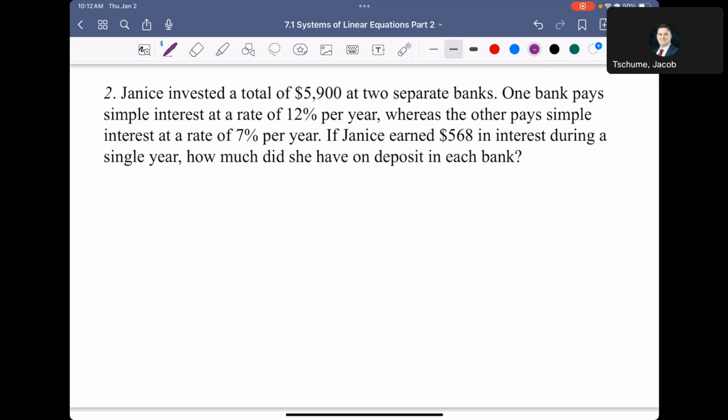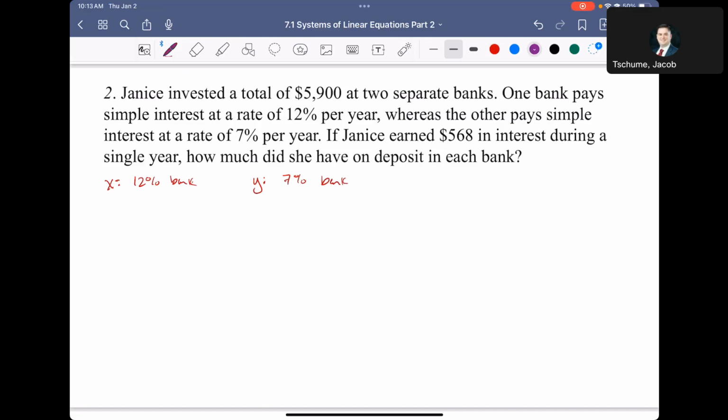So we're trying to figure out how much money Janice put in each bank. So similar to the last problem, I'm going to first label what are my X and Y. And so kind of just going in order here, I'm going to let X be the 12% bank, and I'm going to let Y be the 7% bank. Because we're trying to figure out how much money Janice put at each bank.